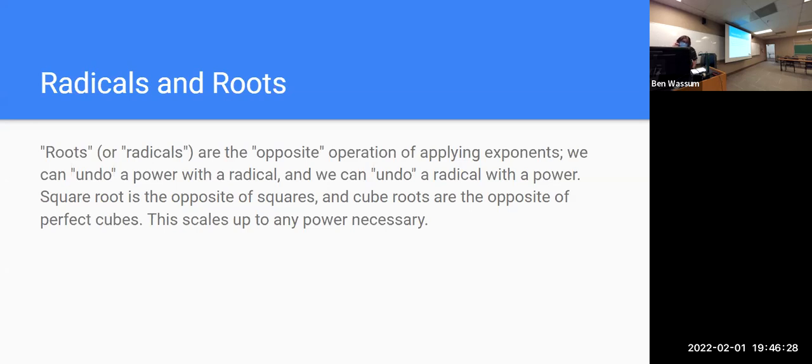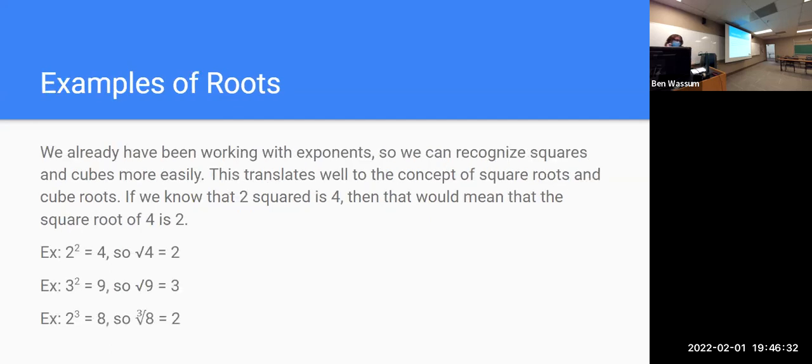Now, that doesn't really tell you a whole lot. So this is a little bit more of an example. So we've already been working with exponents, so you can recognize some squares and cubes a little bit easier. So that actually translates really well to the concept of square roots and cube roots.